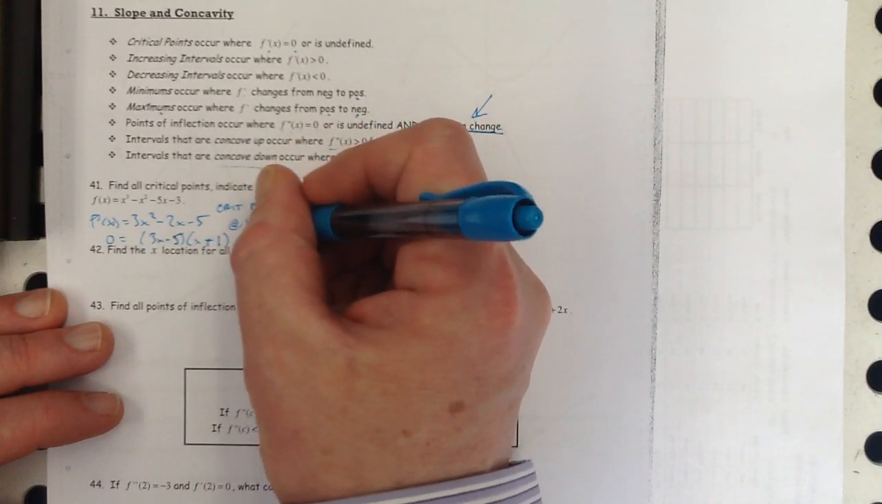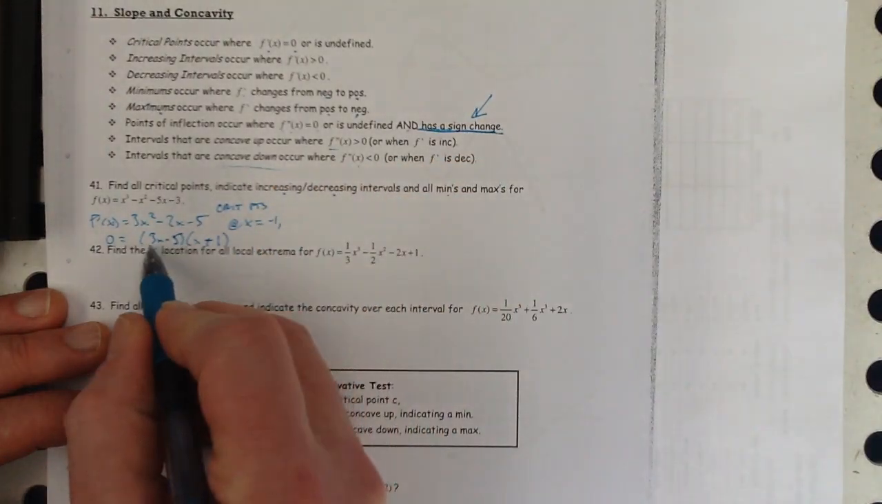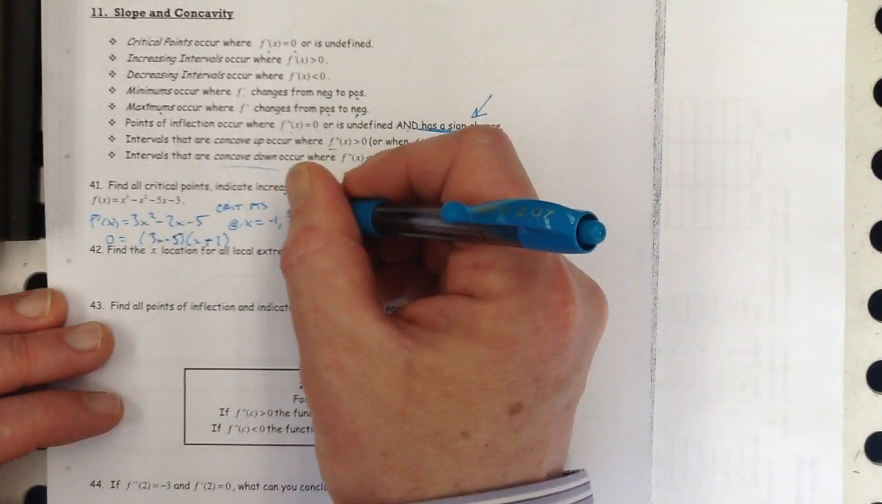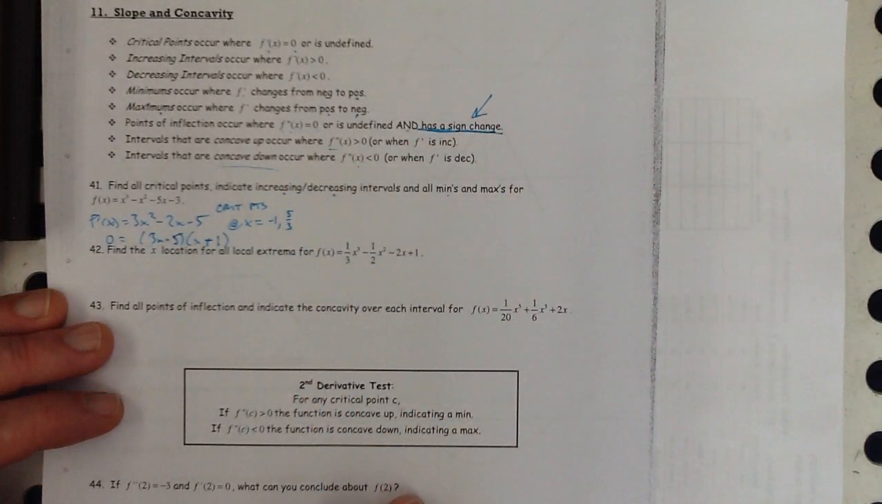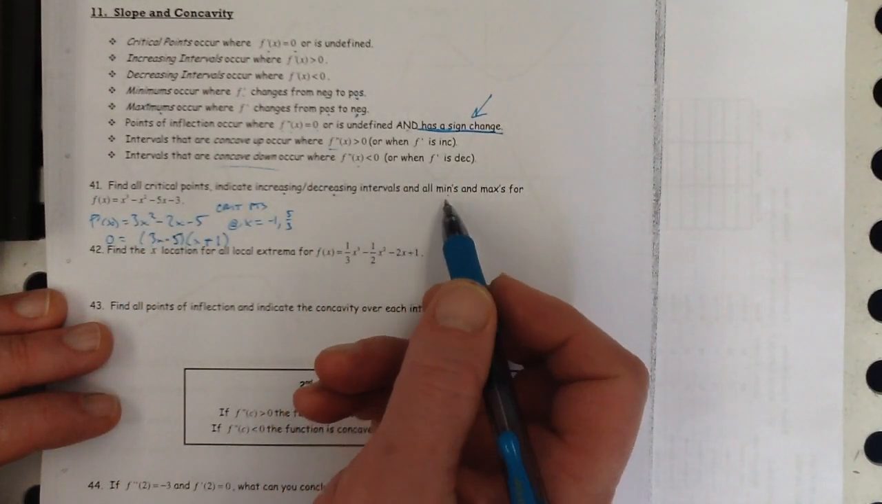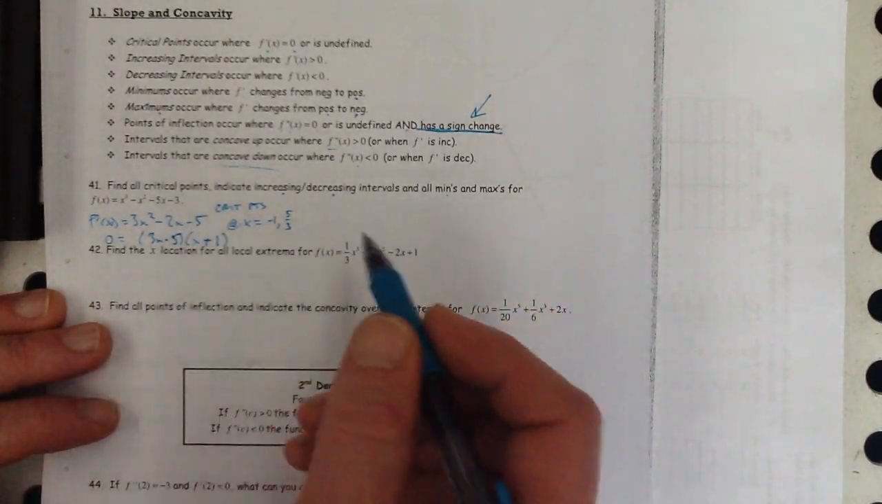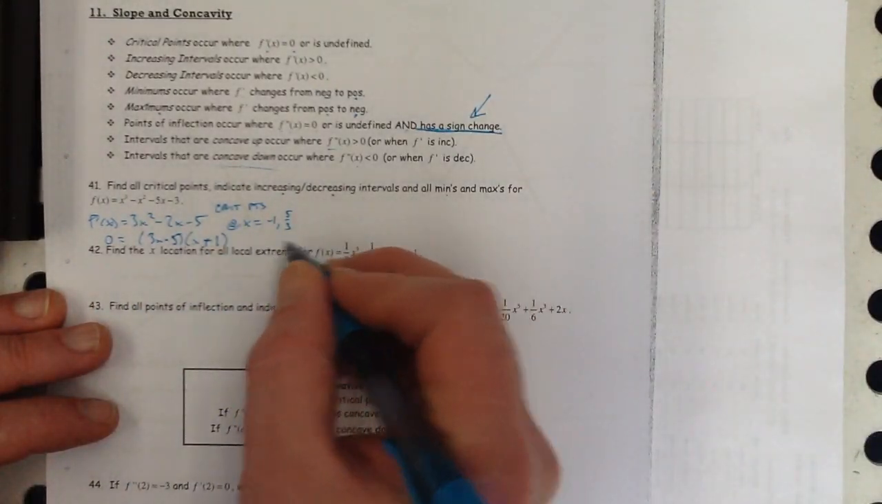So the critical points are at x equals -1 and 5/3. And for the increasing and decreasing intervals and mins and maxes, you can set up a sign chart and do that. Maybe I'll make the little sign chart.